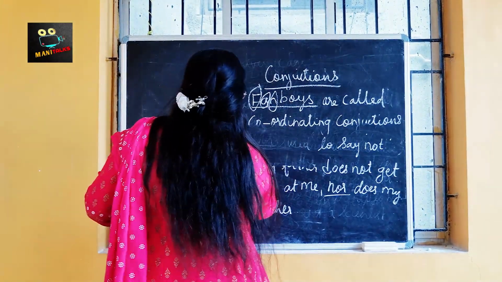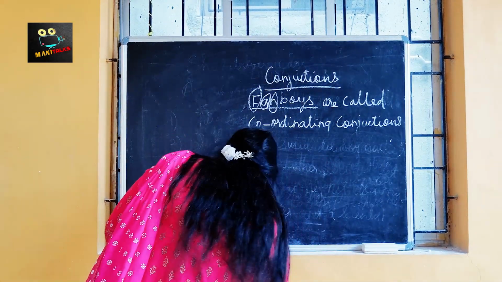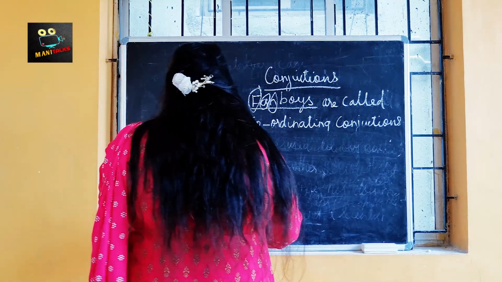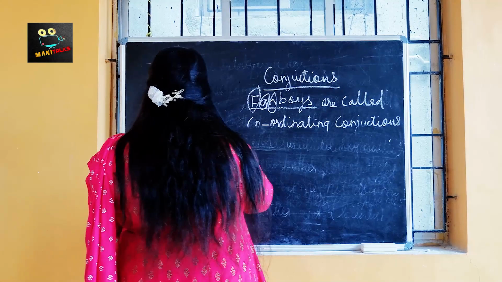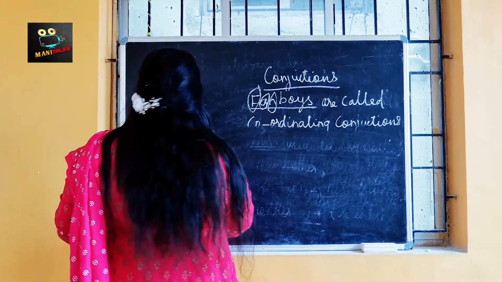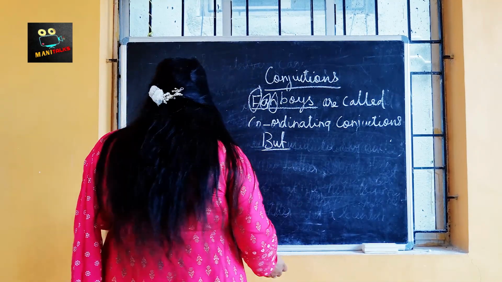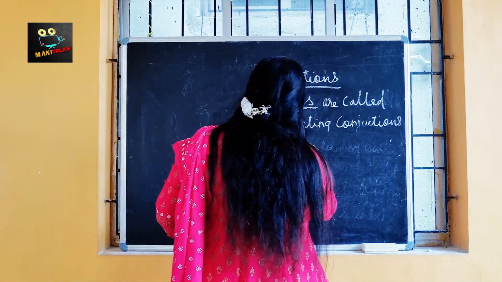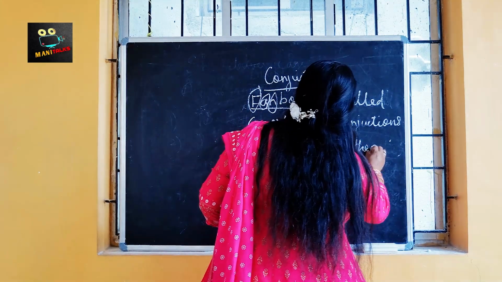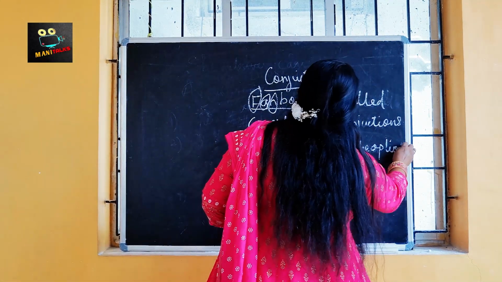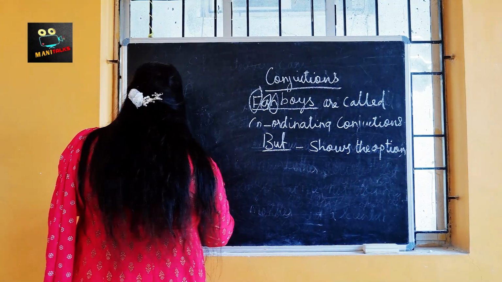Okay, next we have B. B is for what? I thought you must be forgetting it. Tell me children. B is for but. But is very important in our English. It shows the option of a sentence. Example.